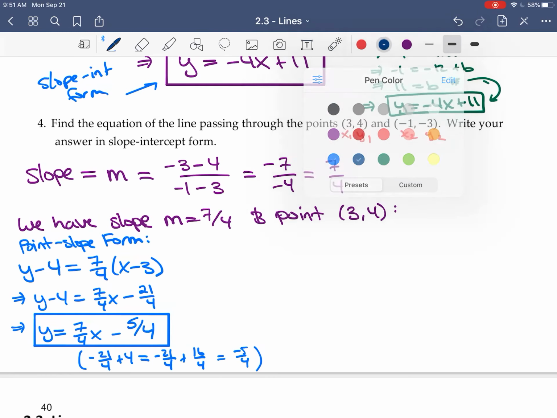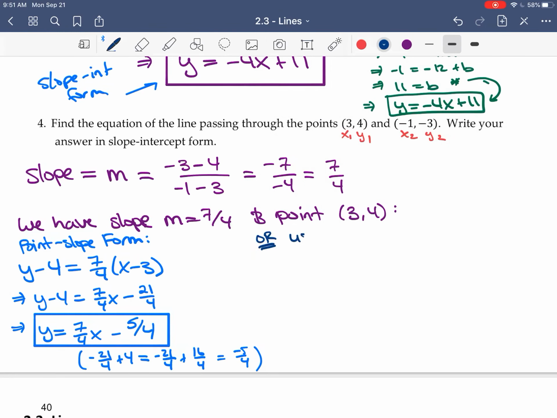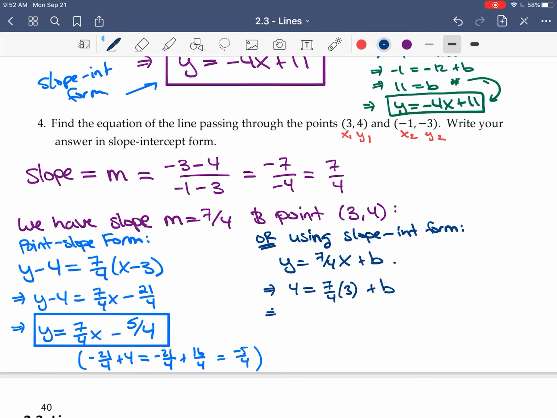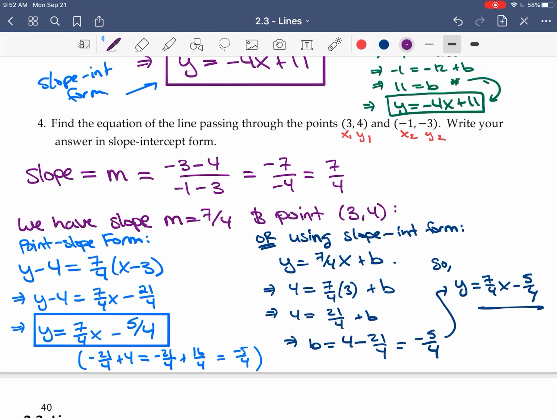Now you could also use slope-intercept form. We know that y is equal to 7 over 4x plus b, and then we can plug in our point, so 4 should be equal to 7 over 4 times 3 plus b, which means 4 should be 21 over 4 plus b. That means b should be 4 minus 21 over 4, which again is going to be -5 over 4. So now we have to remember to write our equation again. Our equation would be 7 over 4x minus 5 over 4, same as what we got the other way.